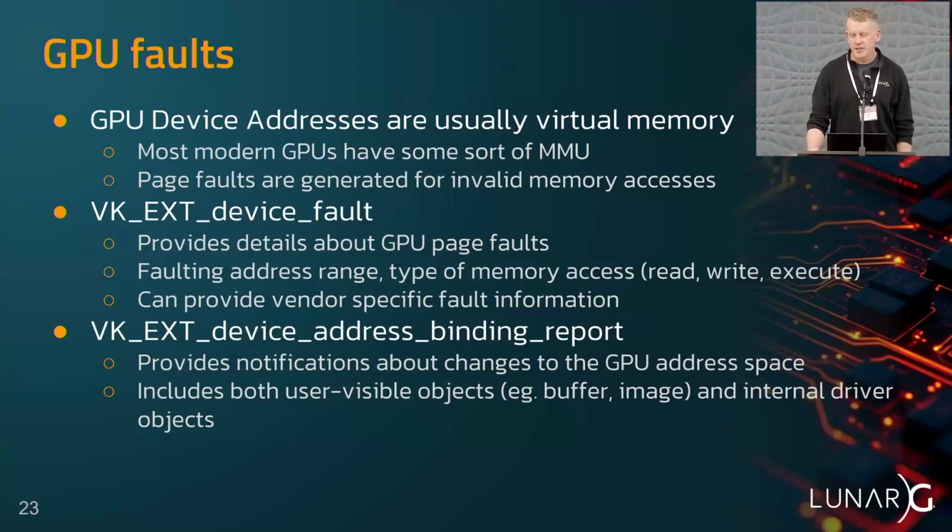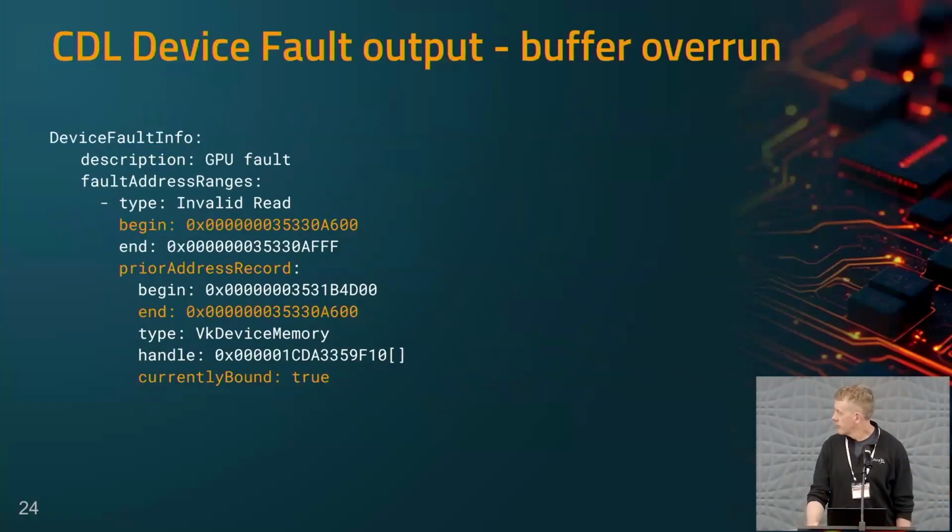and that can give you information about what is allocated in memory near the faulting address. So we have some examples of that. Buffer overrun: here we have a fault, and the faults all have a range because there's only so much granularity in the hardware about where the faulting address is. In this case, the range starts at A600, and that happens to be the end of a device memory region. So that device memory region is still bound, which means that you probably read off the end of that region and got a page fault that way.